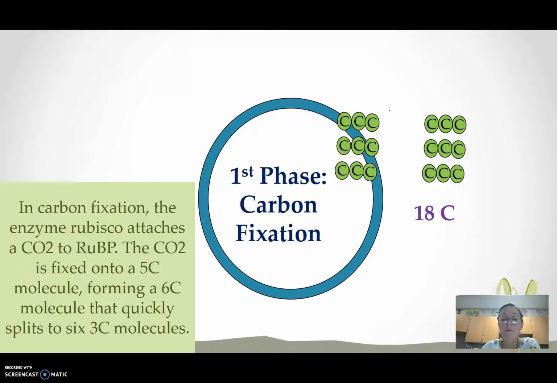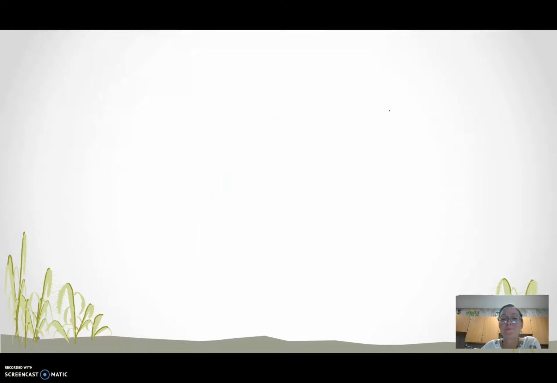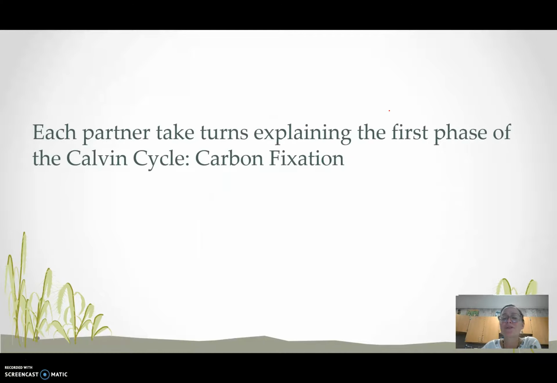All right, so in carbon fixation, the enzyme Rubisco attaches a carbon dioxide to RuBP. The carbon dioxide is fixed onto a 5-carbon molecule, forming a 6-carbon molecule that quickly splits to 6 3-carbon molecules. Okay, so go ahead and try and process the first phase of the Calvin cycle called carbon fixation and what happened, and you can summarize that in your box number 2.